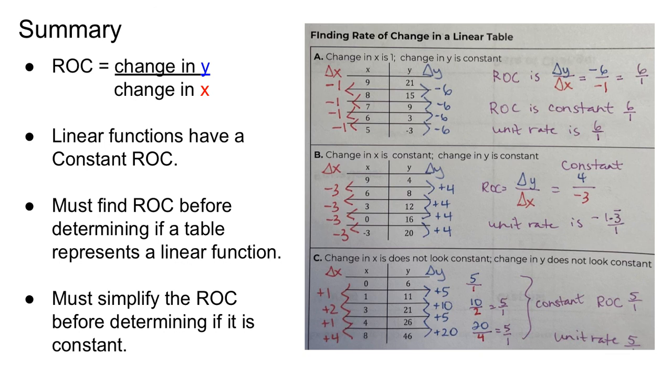So quick summary of what we've written. Always the rate of change is the change in y over change in x. Linear functions must have a constant rate of change. We must find the rate of change before determining if a table represents a linear function. You can't just tell by looking at these values, the change in y and the change in x. You have to calculate the rate of change. You must simplify the rate of change before determining if it's constant. You need to simplify like we did right here to see that they all come out to the same ratio, and they have the same unit rate, which means they're constant.